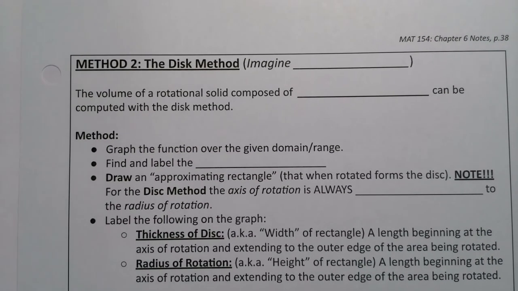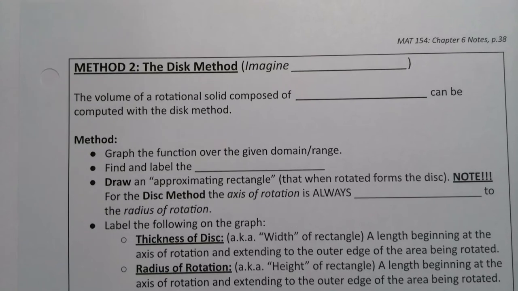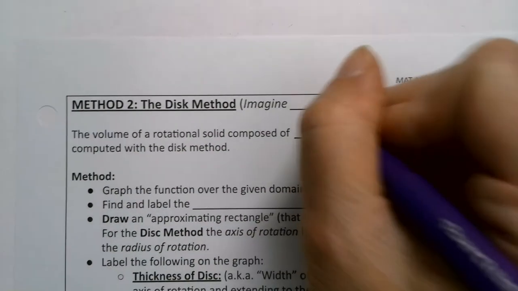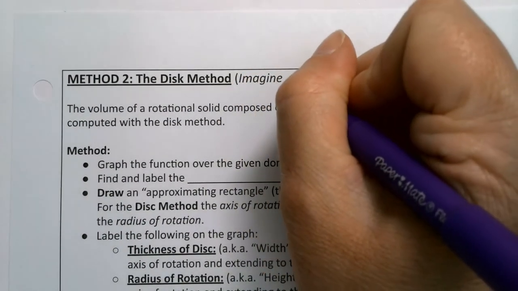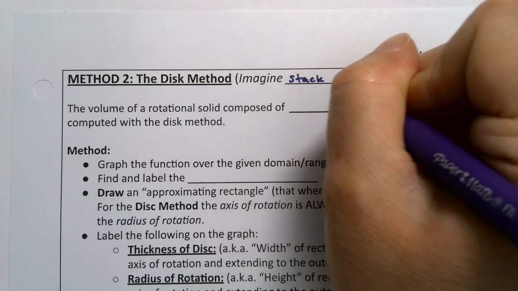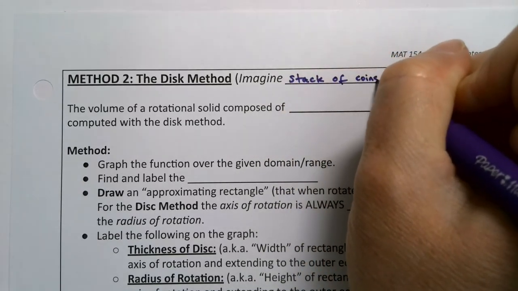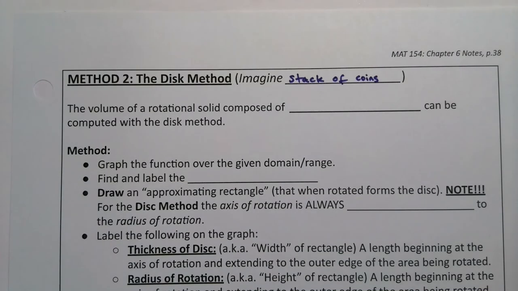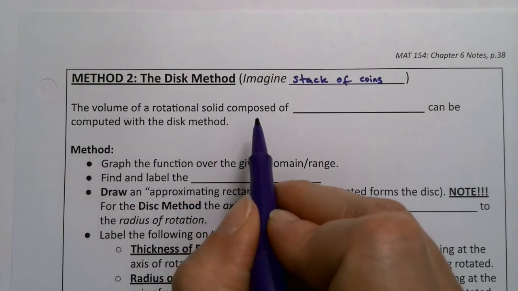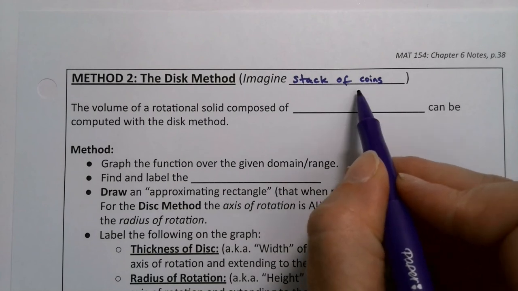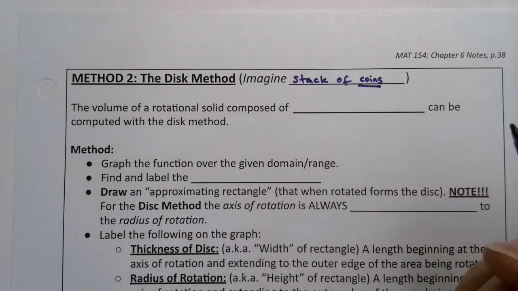All right, so let's look at the drawing of this. For the disc method, you want to imagine like a stack of coins, or my potato, right? But the coins is better because my potato is not circular. So you want to imagine a stack of coins, which are discs, right? Or a stack of discs, right? That'll work. But they have no holes in them. That's why coins is great, because coins are circular discs with no holes.